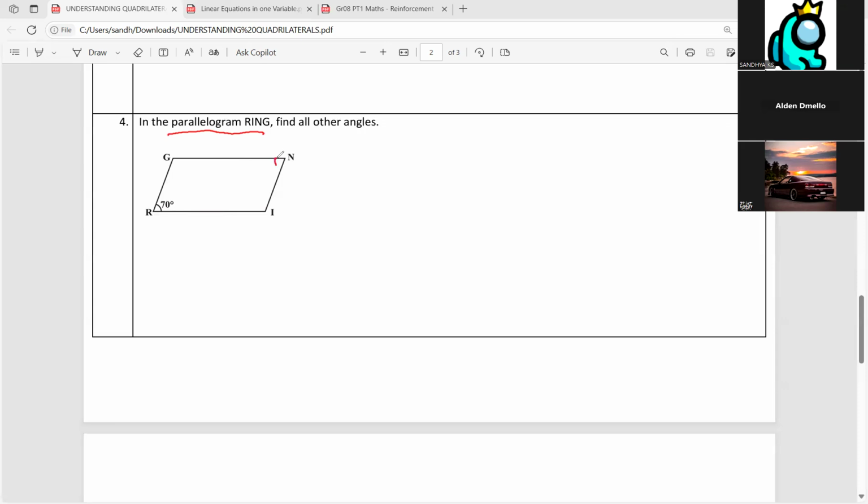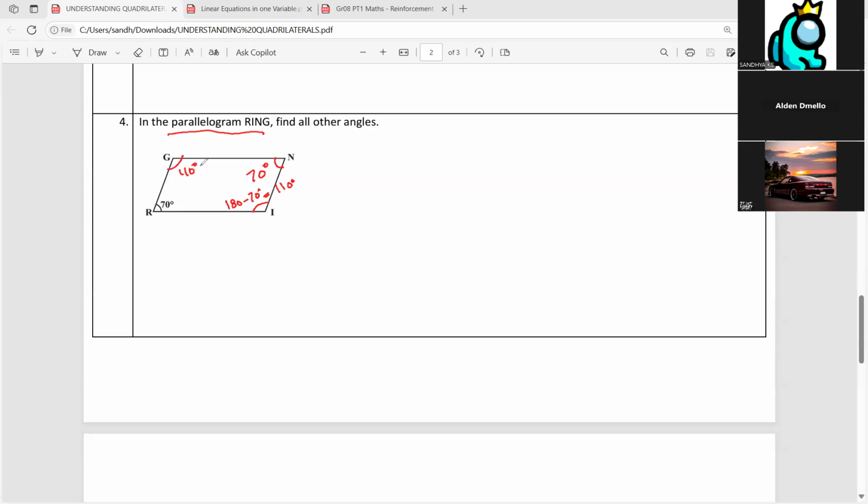So here, angle N is 70 degrees. This is the opposite angle, so it is also 70 degrees. Next, what will be this angle I? Ma'am, 180 minus 70, because adjacent angles are supplementary, equal to 110 degrees. G is equal to 110 degrees, opposite.